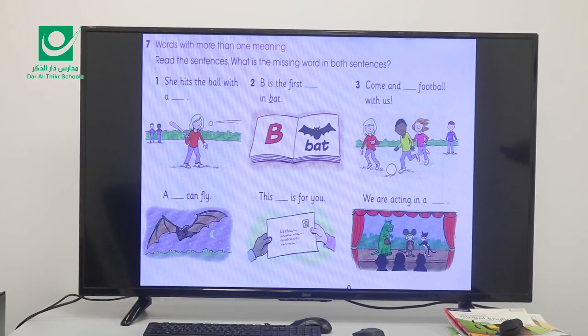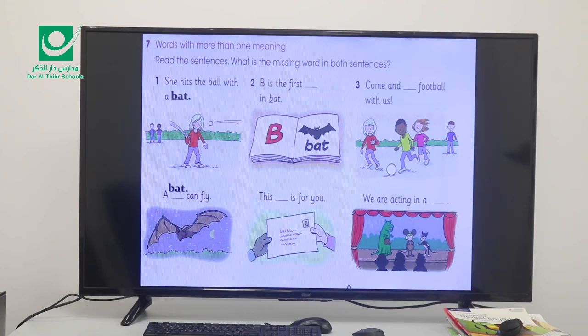Yes. Now 7, words with more than one meaning. Read the sentences. What is the missing word in both sentences? If you look at number 1, she hits the ball with a... What is the thing? What do we call the thing in the girl's hand? Okay, in English we call it bat. Bat. Down now, a bat can fly. This picture, we studied this before. Again, this picture is for a bat.